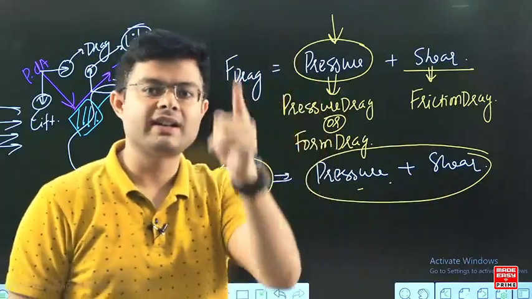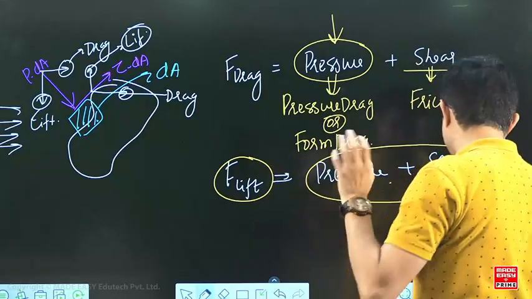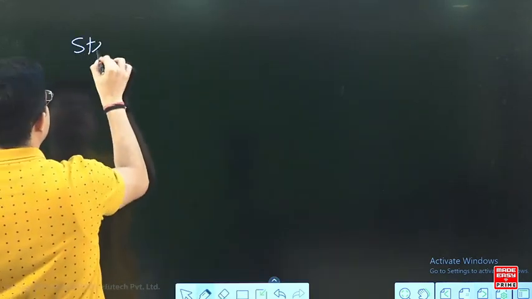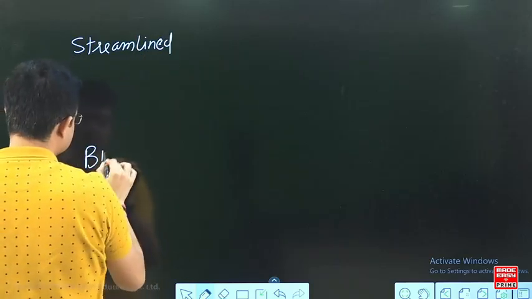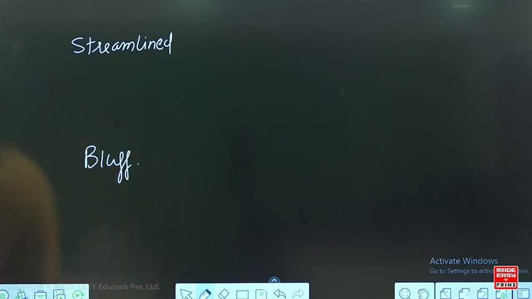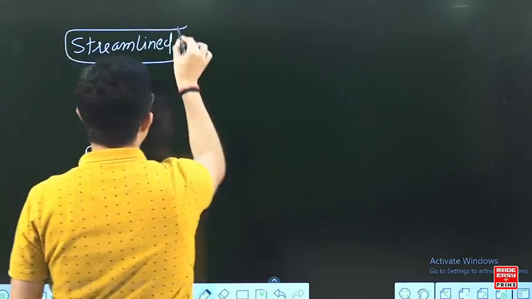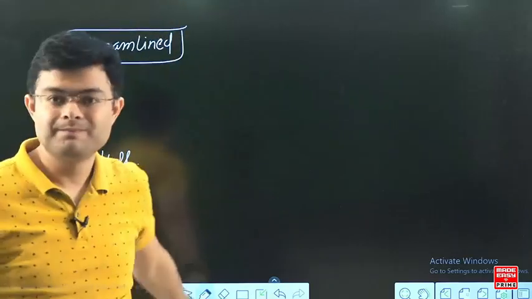But an aerodynamic engineer's main aim is to reduce the pressure drag as much as possible. Now listen carefully. In this case, there are two types of bodies: streamlined body and bluff body. Now what is a streamlined body? A streamlined body is the one whose orientation coincides with the direction of the flow.